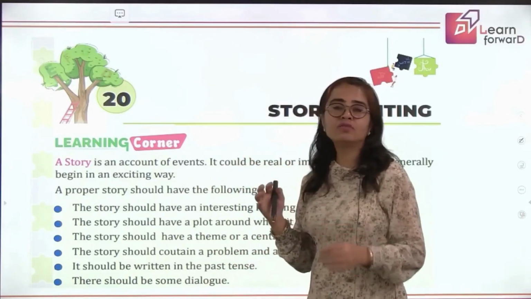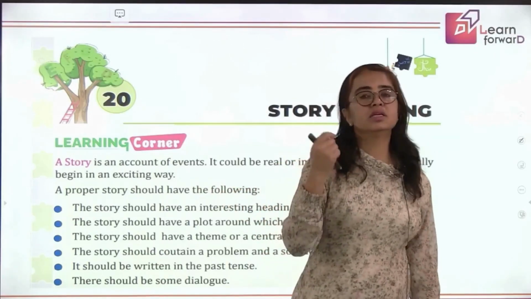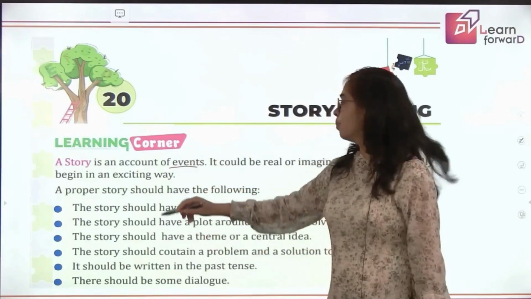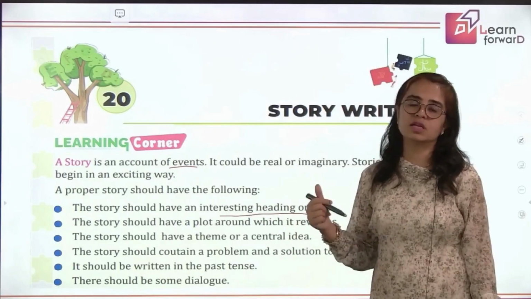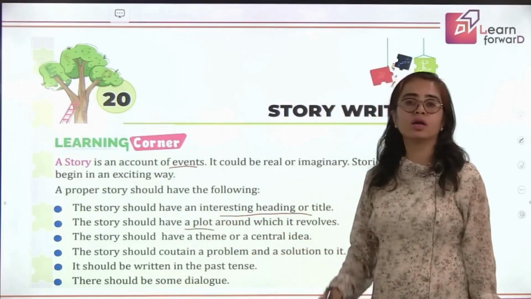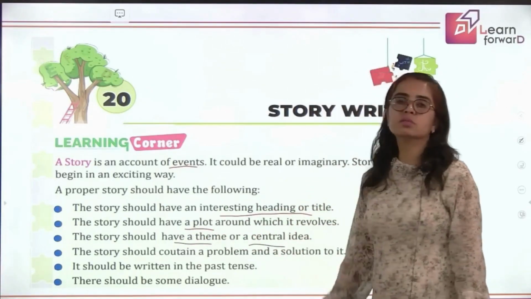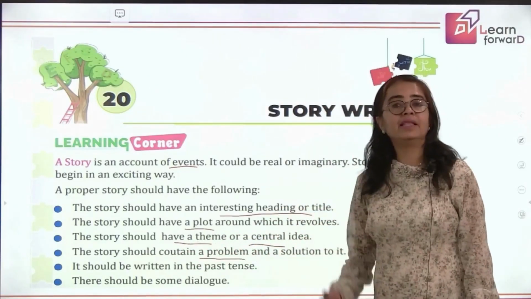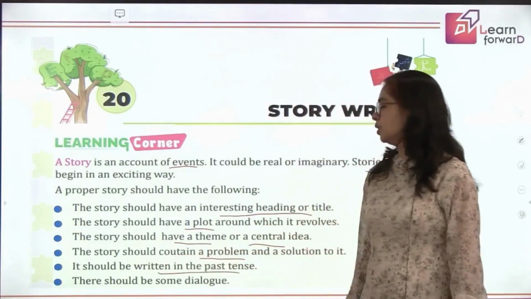So you have to remember a few things when you do story writing. The first thing is it is written in the past because we are just stating about some events, right? So a proper story should have the following. It should have an interesting heading or title. Give it a good heading that is related to your story. Then it should have a plot, a theme around which the story moves. It should have a central idea. Then the story should contain a problem, and then there should be a solution also from which we learn a lesson, and then it should be written in the past tense.